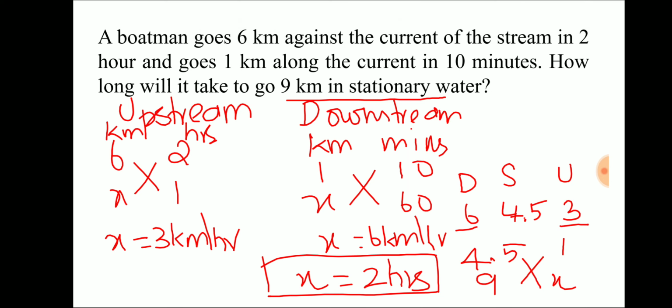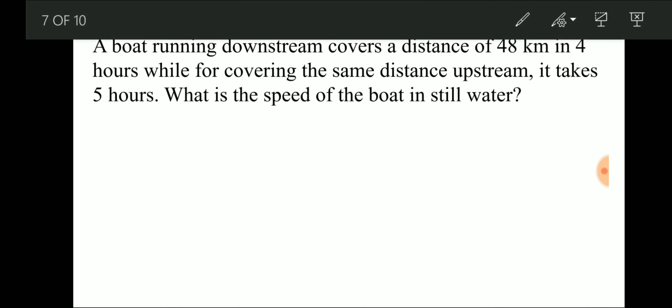The next question. A boat running downstream covers 48 kilometers in 4 hours, while for covering the same distance upstream it takes 5 hours. What is the speed of the boat in still water? The boat travels 48 kilometers downstream in 4 hours. So downstream speed would be 48 divided by 4. It's 48 kilometers for 4 hours. Then for 1 hour, how much does it travel? It's very simple.